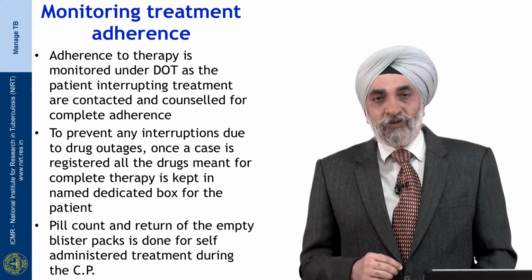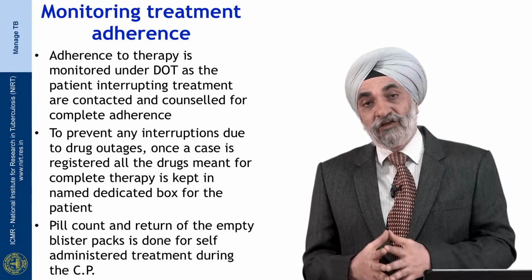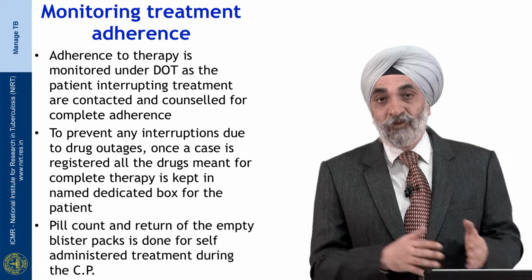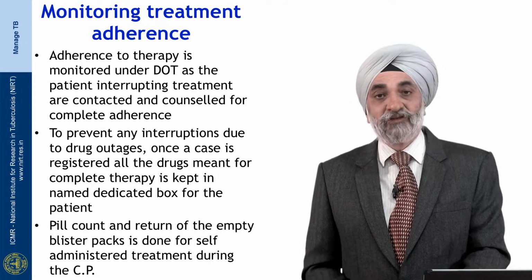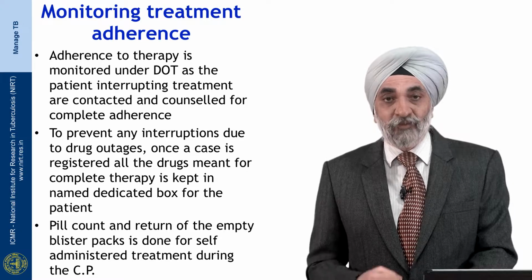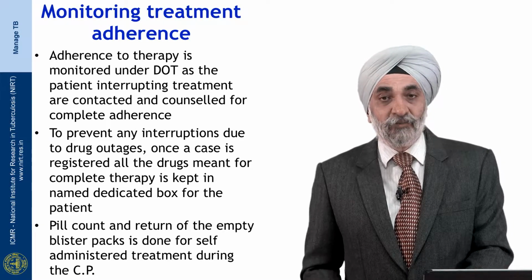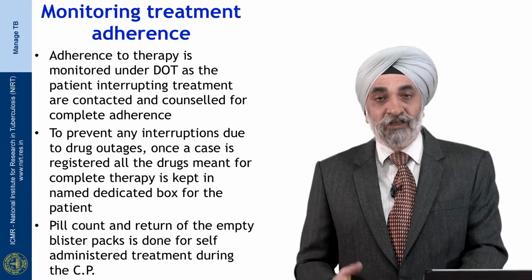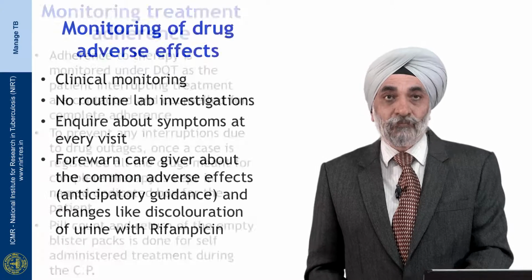So, there may sometimes be reasons for the interruption that may not be patient related, it may be system related, that there are drug outages, drugs are not available. That is something which we should ensure, that every patient who is started on treatment, his complete course is available right at the beginning and kept together, and that is what is provided under the National TB Control Program.